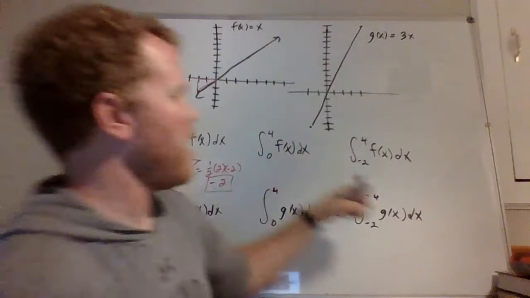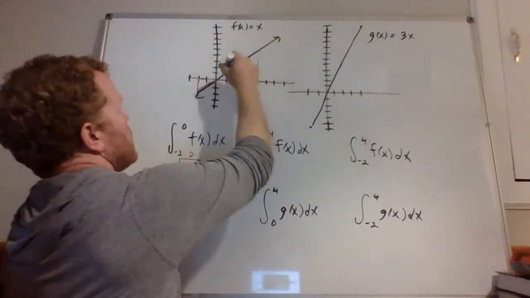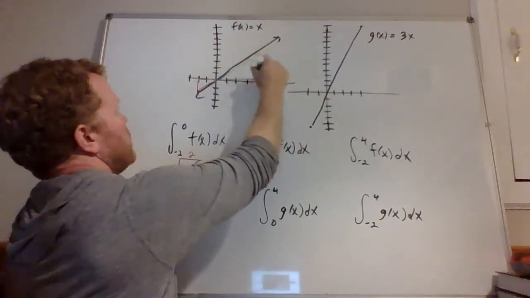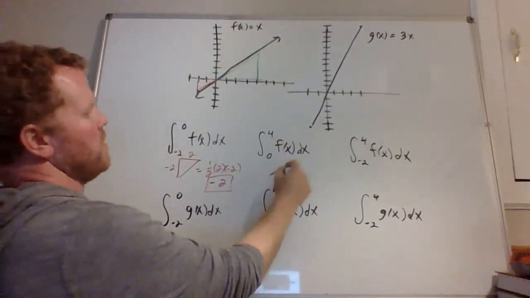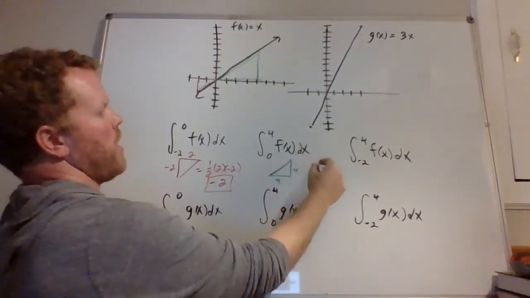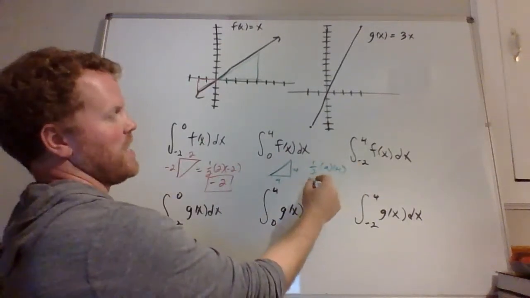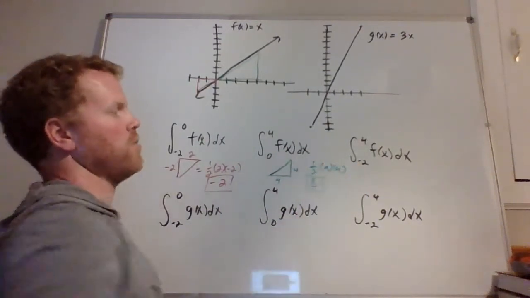Now we want to do f from 0 to 4. So that's basically just this green triangle. So that should be 4 by 4. So half of 4 times 4. That should just be 16 cut in half. That's just 8, and then we're done.